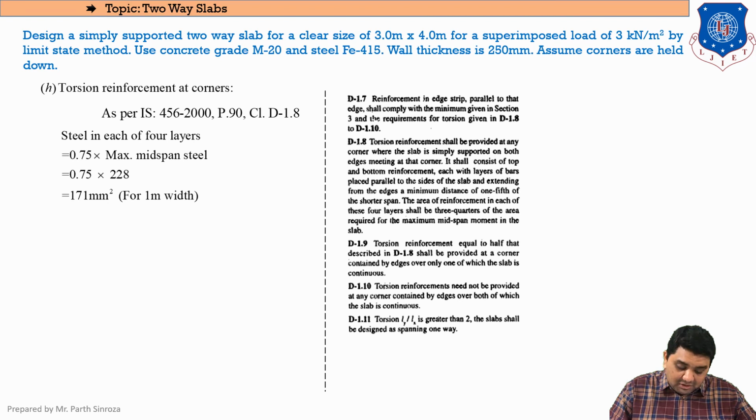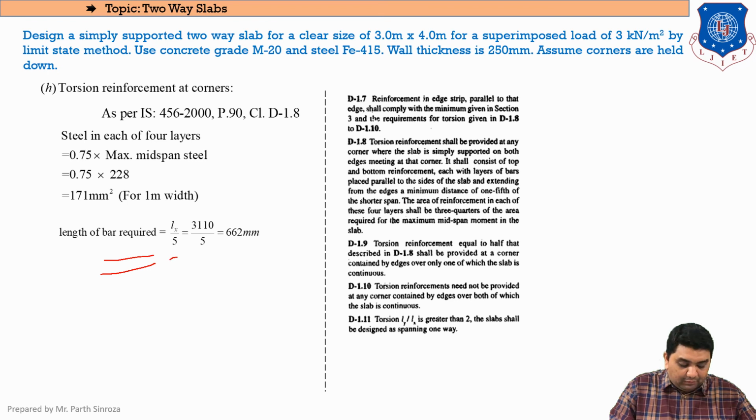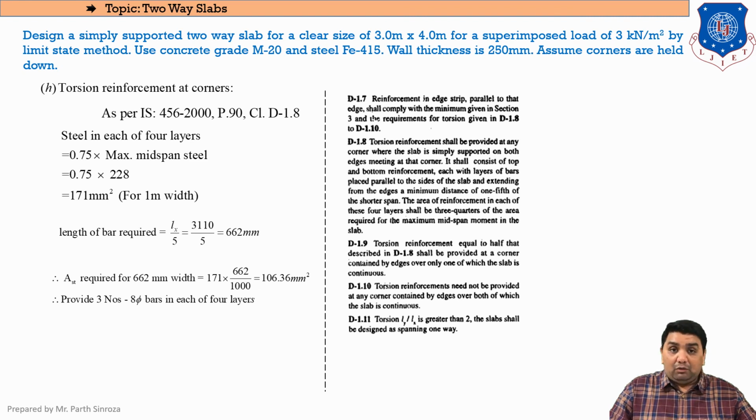So for that it is mentioned here, extending from the edges a minimum distance of 1/5 of shorter span. So the minimum width that is to be provided is 1/5 of the shorter span. Your shorter span in this case was 3. So after solving it, the length of bar is 1/5, so Lx divided by 5. Why Lx? Because it is given 1/5 of shorter span. So Lx, that is our effective Lx, was 3110. Divided by 5 it comes out to be 662 mm. So the width of the section should be 662 mm. Clear? So this was our total width.